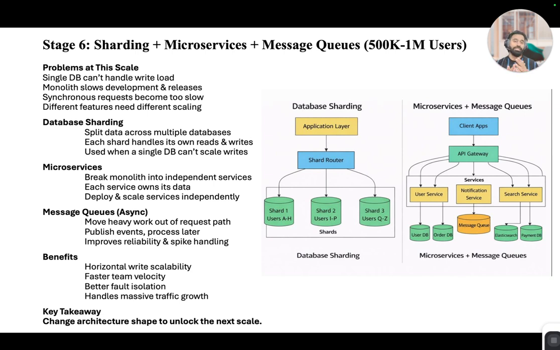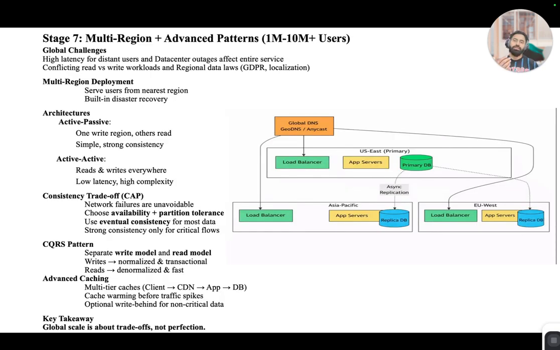But next, another problem arrives. Your users are no longer in one place, right? Then how will you handle it? The users are in different countries and continents, with different latencies. One data center becomes risky. That's where we move to stage 7, multi-region plus advanced patterns, where your users are global. So global scale and multi-region architecture is required. And by here, your users have grown from 1 million to 10 million plus.